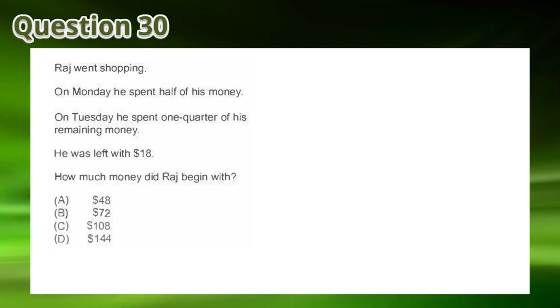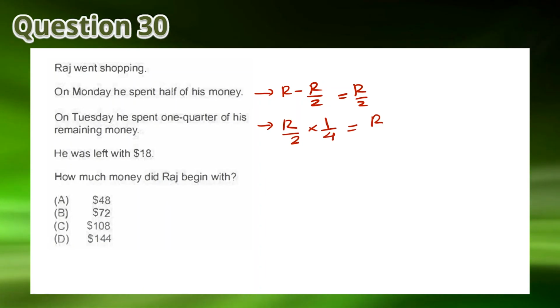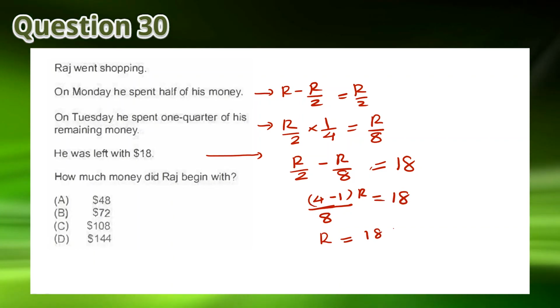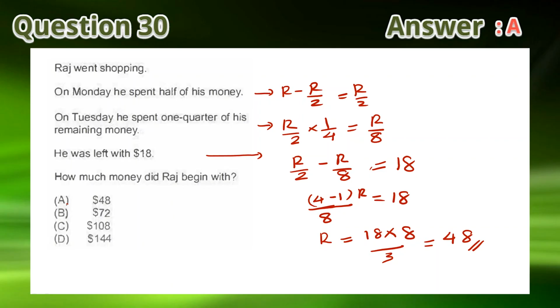Let the amount of money Raj has be R dollars. On Monday, he spends half of this money. On Tuesday, he spends a quarter of the remaining, and he's left with $18. This means that R over 2 minus R over 8 is equal to 18. We can solve this equation to get that R is equal to $48. This means that the answer is A.